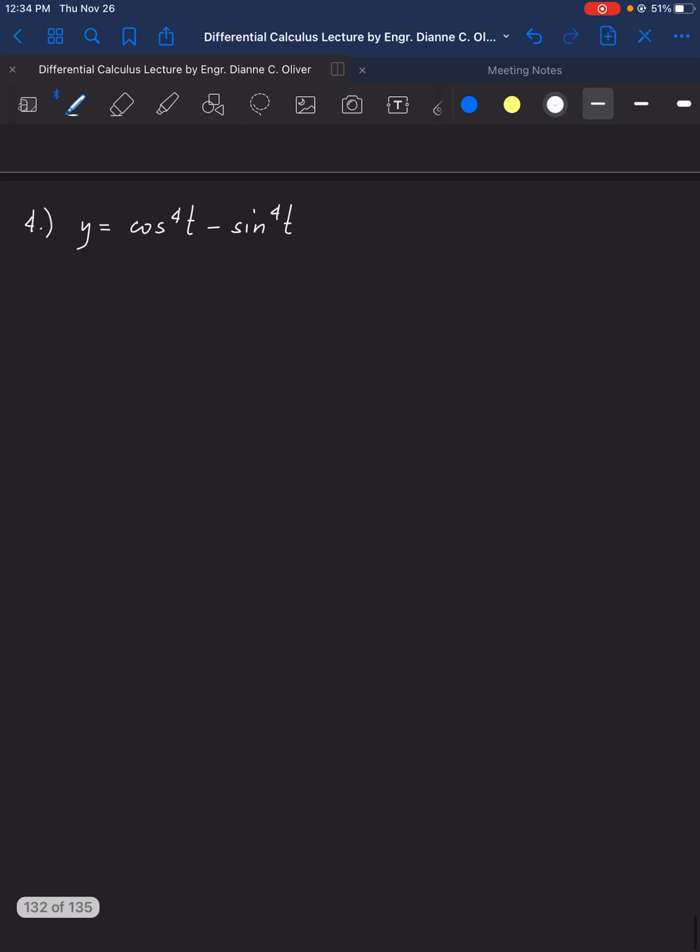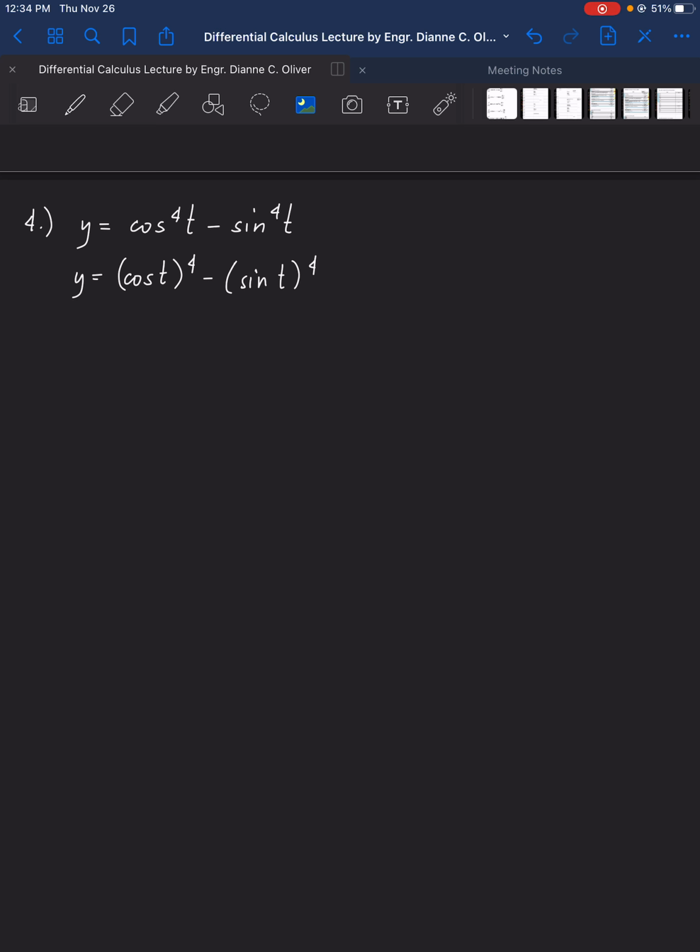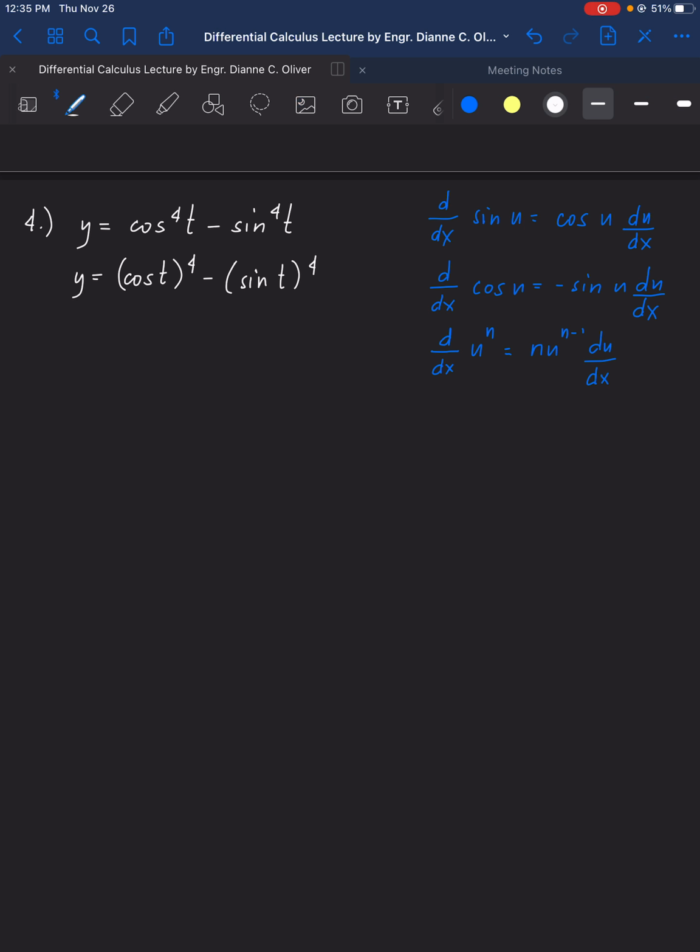Next, example number 4. So find the derivative of cosine t to the 4th power and sine t to the 4th power. This is actually similar to y equals cosine t to the 4th, sine t to the 4th. Now we can use combinations here. So here are the patterns that we can use in solving this sample problem.